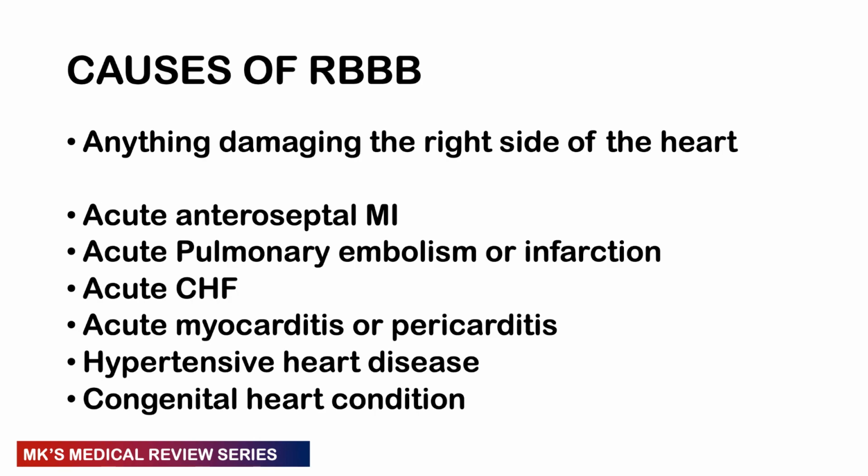So what are some of the causes of right bundle branch block? Think anything that can damage the right side of the heart. It could be an acute anteroseptal MI, it could be an acute pulmonary embolism or infarction, it could be acute congestive heart failure, you could have acute myocarditis or pericarditis, you could have hypertensive heart disease, you could have congenital heart disease.